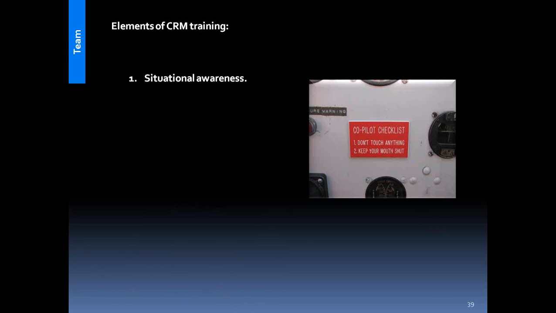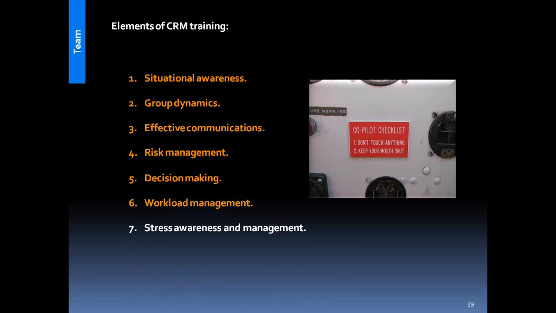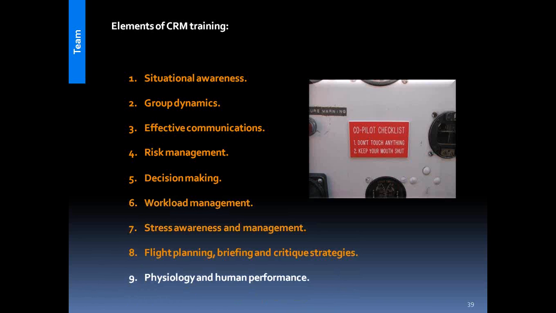All right. Part of CRM training is situational awareness training. There are techniques and procedures to have good situational awareness. You learn that. Group dynamics, of course, is a very important part in teamwork. Effective communications we've talked about. Risk management. And there are formal ways to identify risk, assess risk, and then manage the risk. Same thing with decision making. Workload management. Stress awareness management. Flight planning, briefing, and critique strategies, and physiology and human performance. So that's kind of an outline for a CRM course that you're looking at there. When you take a CRM course, you're going to be going through all those things.